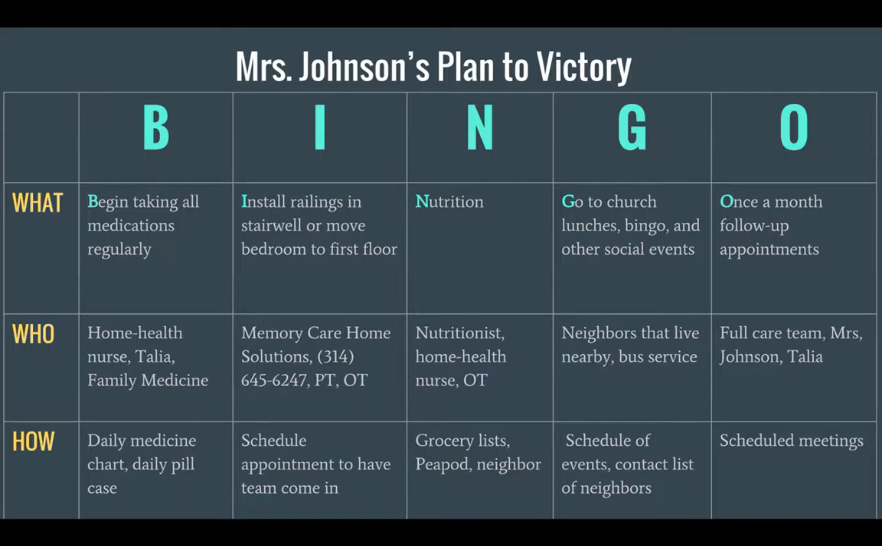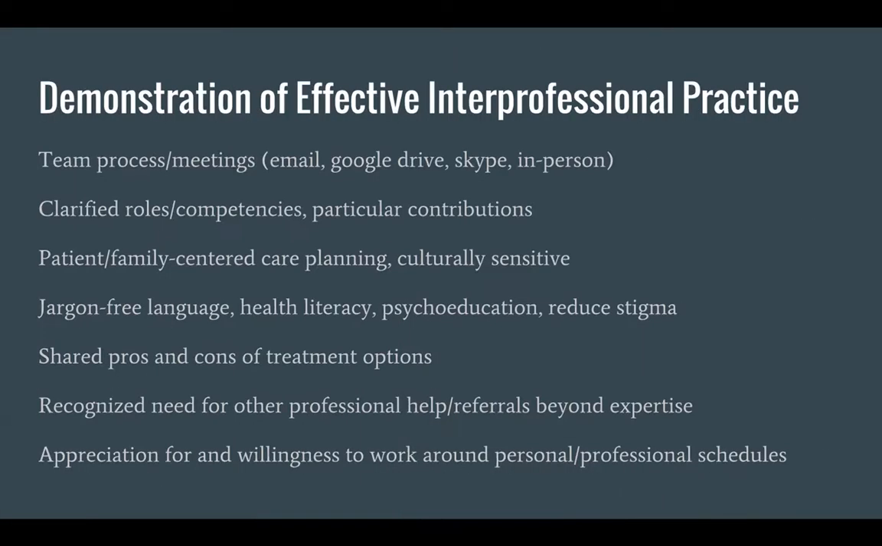So first, our B is that she'll begin taking all of her medications regularly. This will include the home health nurse, Talia, family medicine, and how she will do it, we'll have a daily medicine chart, daily pill case. And then I, she'll install railings in the stairwell or move the bedroom to the first floor. For N, we're going to work on her nutrition. For G, we're going to work on her going to church, lunches, bingo, and other social events. And O, once a month follow-up appointments.